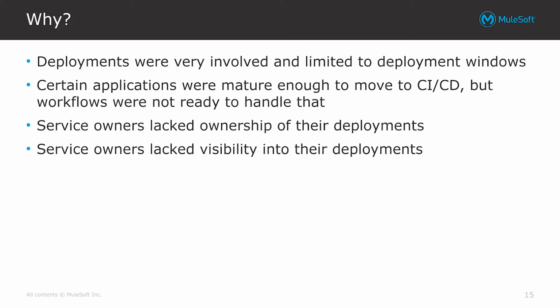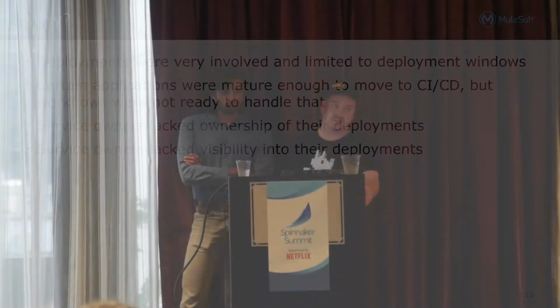So why? Deployments were very involved, limited to deployment windows. Certain applications were mature enough to move to CI/CD, but the workflows were not ready to handle it. Service owners lacked ownership and visibility into their deployments. A lot of time was also spent by the DevOps team maintaining and firefighting all this infrastructure, so there was no real time to improve any of the processes we had in place. Testing and rollbacks were also something that didn't exist. Testing did exist, but it was done by hand via Jenkins, and rollbacks were difficult and often just required extending the maintenance window or declaring an incident.